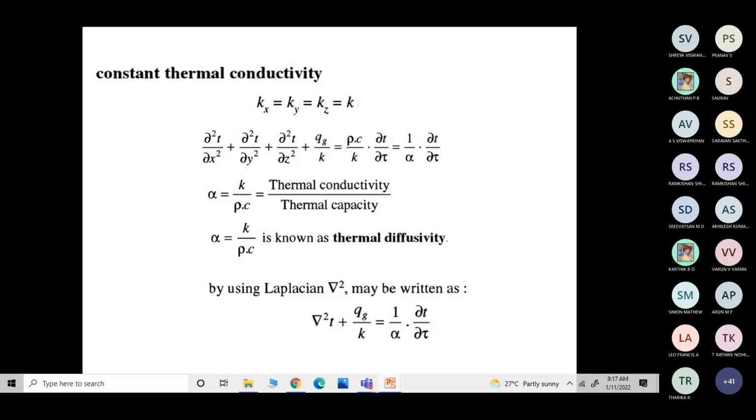And one of the important reasons why we have to discuss thermal diffusivity is that it gives us an idea about how fast heat is transferred inside the material, how easily the heat diffuses inside the material. So that's the advantage in finding the thermal diffusivity. And we can rewrite this equation using the Laplacian: del square T plus qg by k equals 1 by alpha ∂T/∂t.